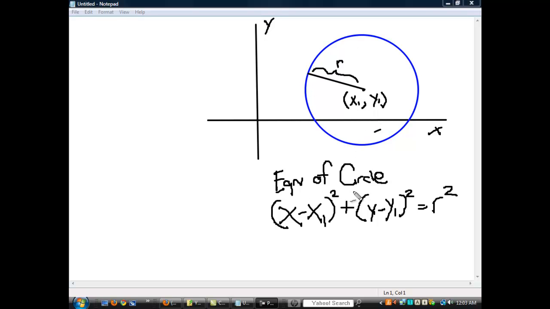The equation is a very nice equation. It's the variable x minus x1, meaning the x value of the center of the circle, and that thing is squared. Then you add. That addition sign means it's a circle. If there's a subtraction sign, it could be a different thing. But if it's an addition sign, we're talking about circles. Then parentheses y, that's a variable, minus y1, the y value of the center of the circle, quantity squared. And that is equal to the radius squared.